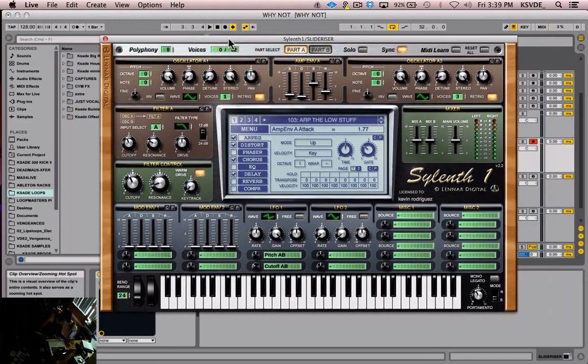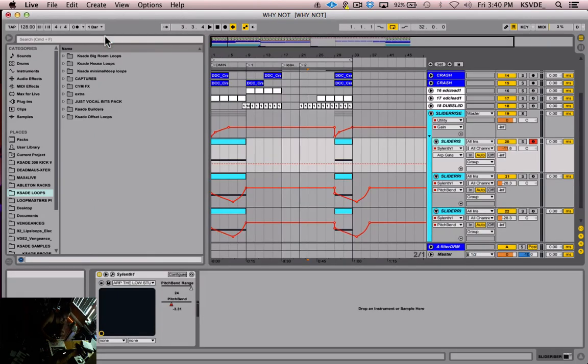Anyway, what you want to do with the ARP is set the time to around 1/8, or 1/16 if you prefer it to be faster. Again, we're just going to hold one note for this, not two or three like you typically would with most arpeggio stuff. Just one note, like a riser, and we set the gate to around 30%. The presets and parameters are not that important. It's the modulation and automation of what's going on.